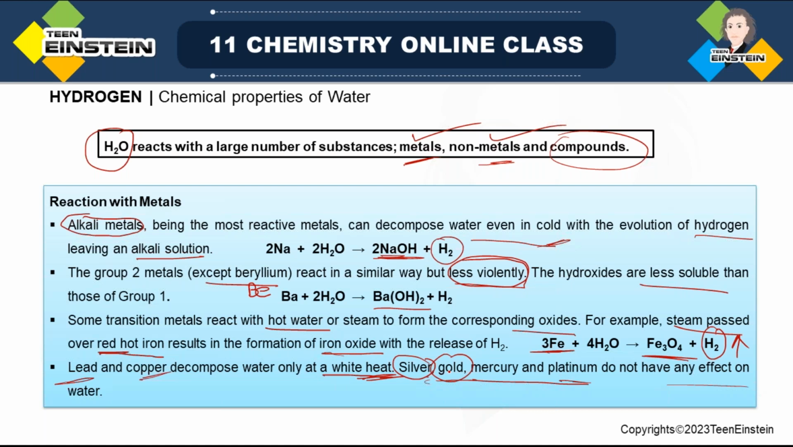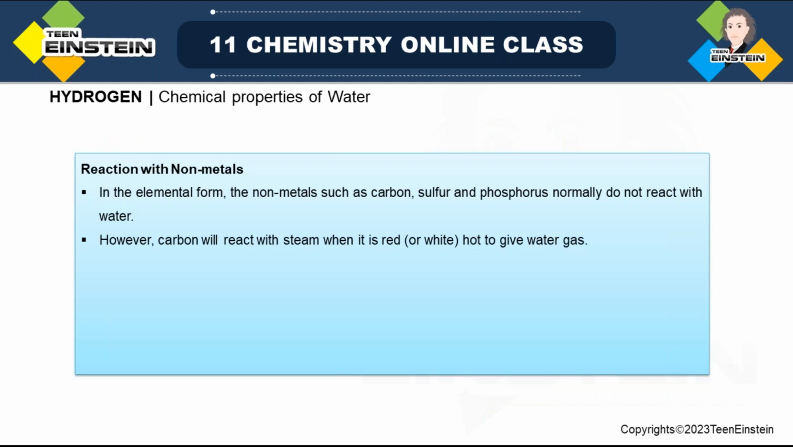So this is all about the reactions with metals. Next, we'll see how water reacts with non-metals. In the elemental form, non-metals such as carbon, sulfur, phosphorus do not react with water. But carbon can react with steam when it is red or white hot. That means at a very high temperature, and it will produce water gas, that is, a mixture of CO gas, carbon monoxide, and hydrogen.